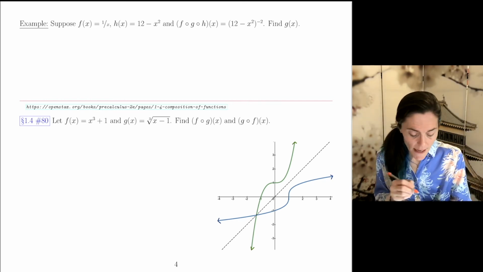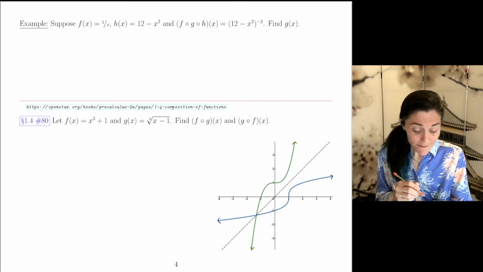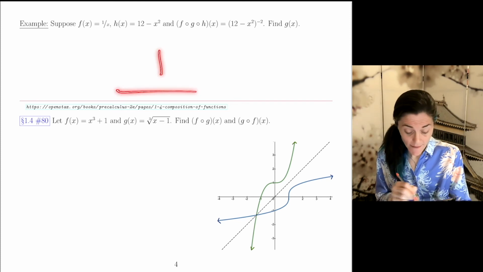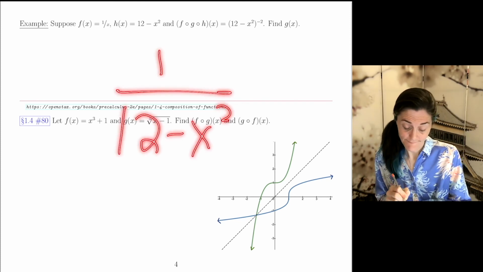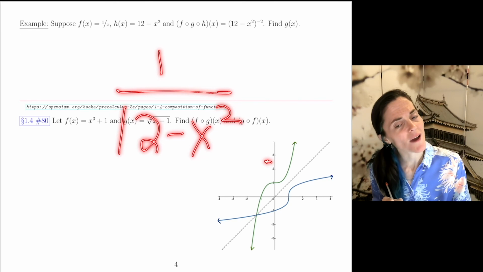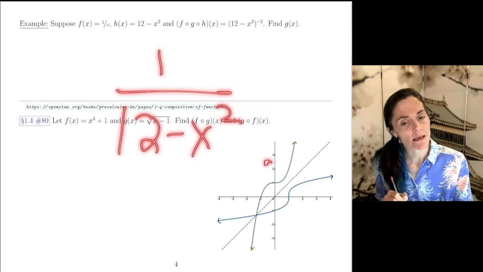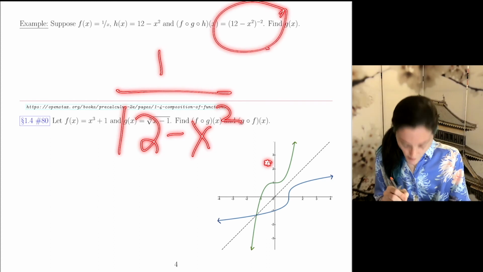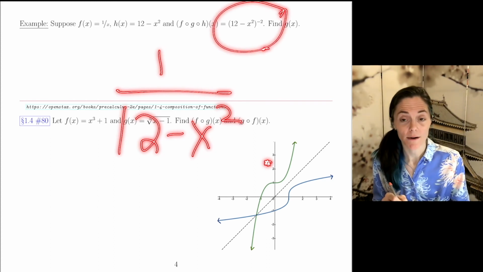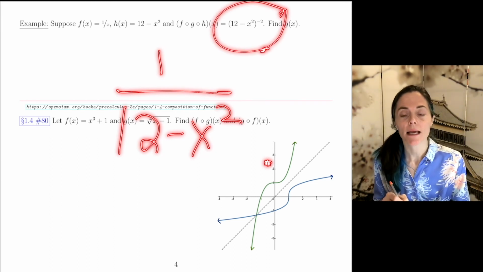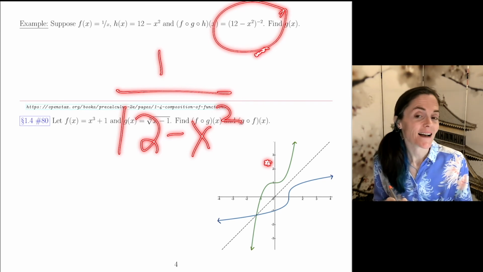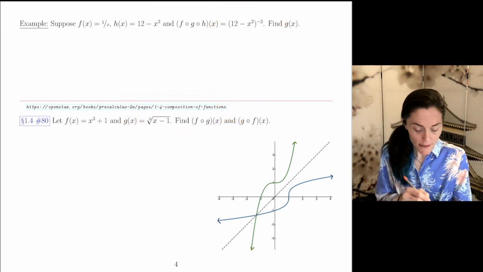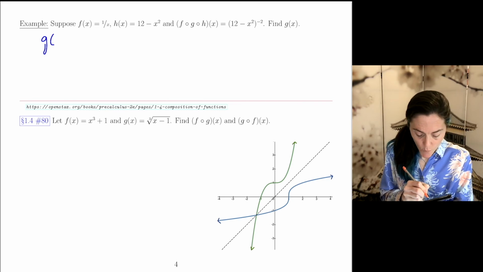You notice if I just took f compose h, I would have this, which is almost correct. The only thing I'm missing is a power of 2 in the denominator, because this is 1 over 12 minus x squared, quantity squared. And so that gives me some idea about what to take g. I will take g of x is x squared.